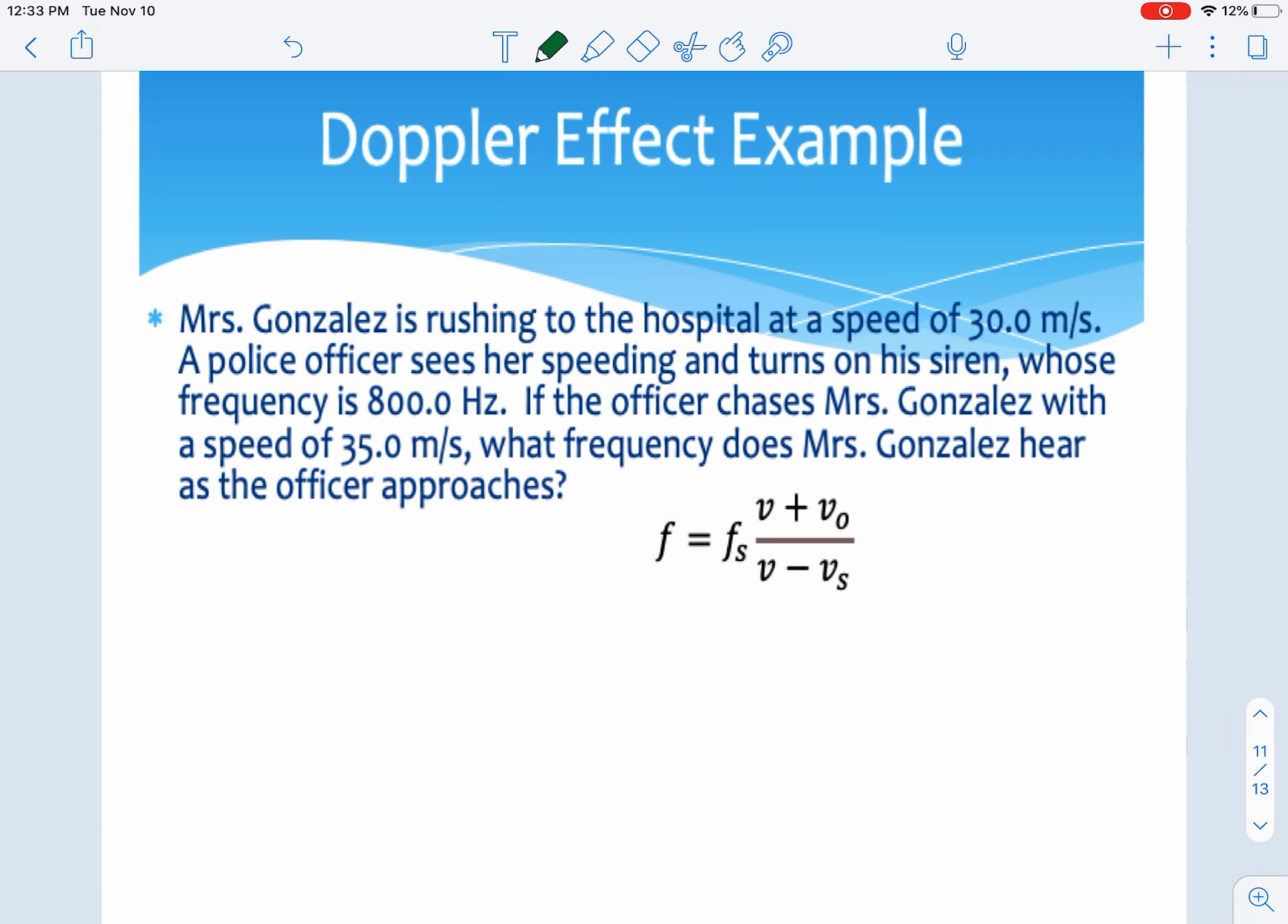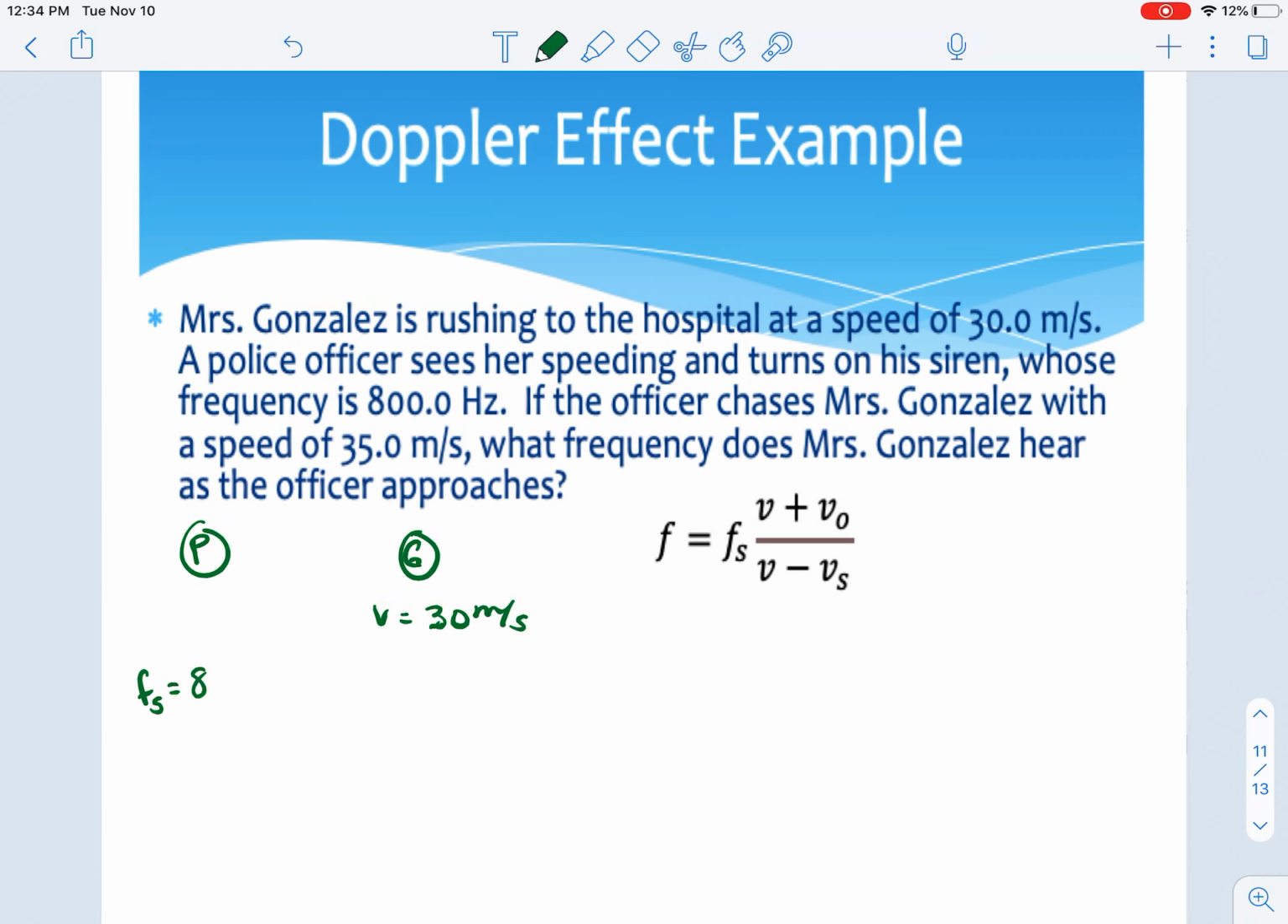So let's work through a practice problem. Miss Gonzalez is rushing to the hospital at a speed of 30 meters per second. A police officer sees her speeding and turns on his siren. The frequency of the siren is 800 hertz. If the officer chases Miss Gonzalez with a speed of 35 meters per second, what frequency does Miss Gonzalez hear as the officer approaches? So we have Miss Gonzalez, and she has a speed of 30 meters per second.